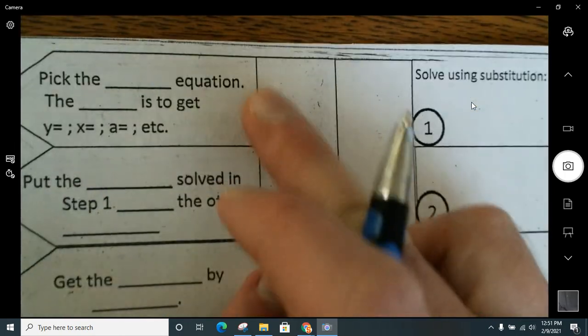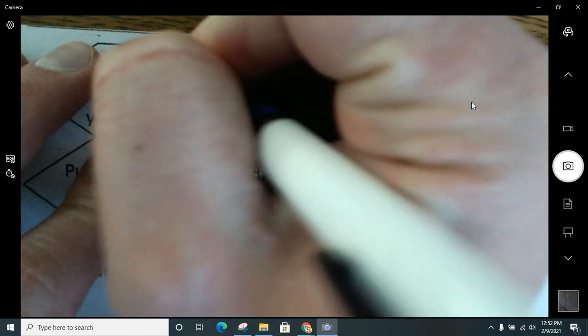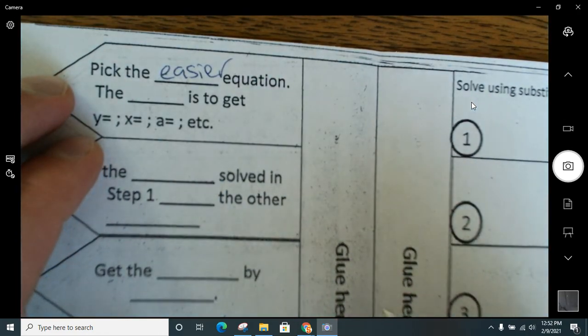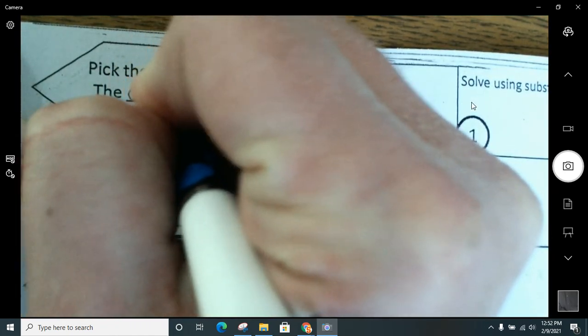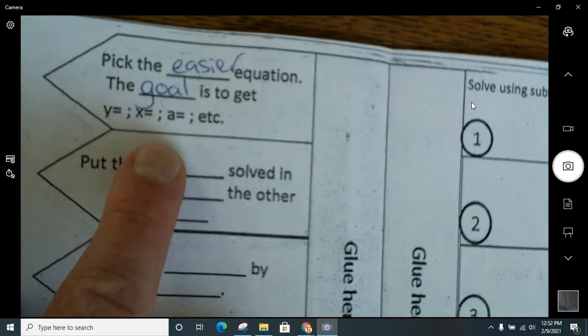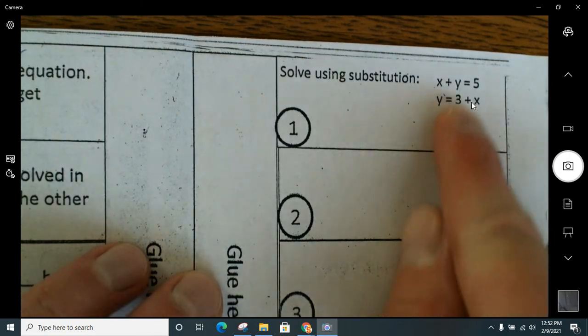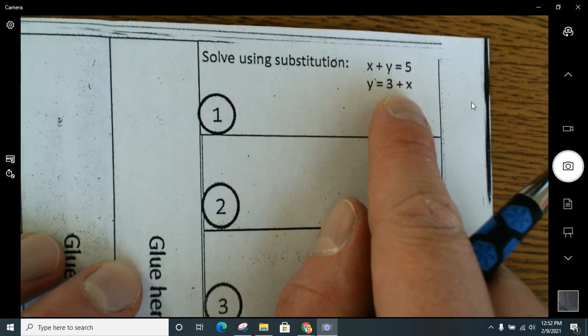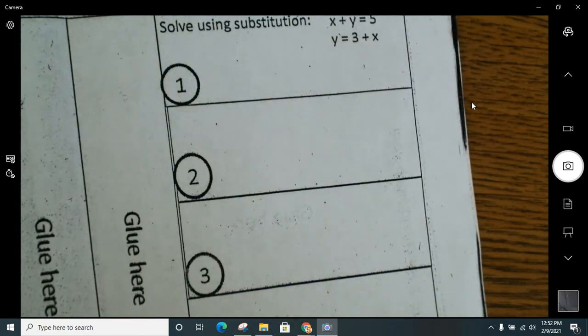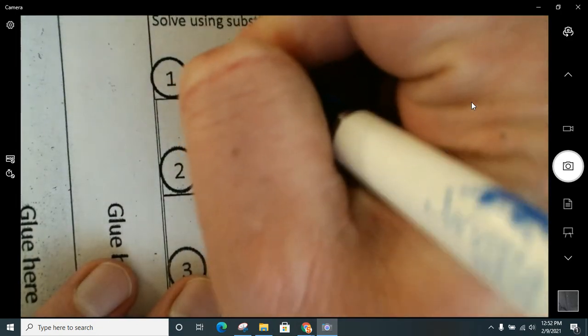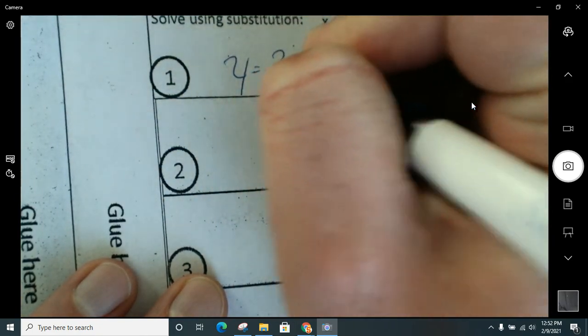And let's go ahead and open that guy up and let's see where we're at here. All right, so we're going to pick the easier equation, and the goal is to get either x or y, that variable by itself. So let's look at step one over here and think to yourself, which one is easier to work with that already has that variable isolated? Hopefully you're thinking this one right here. As we can see, it has our y equals 3 plus x already done for us. Nice. Let's go on to step two.